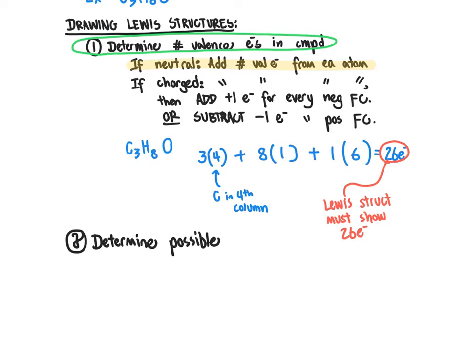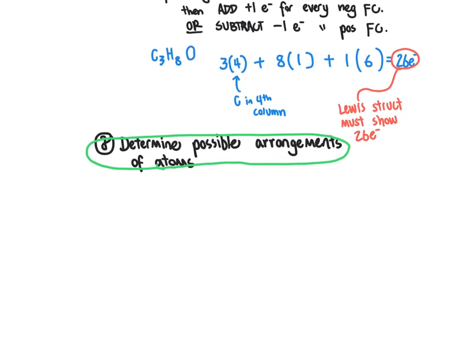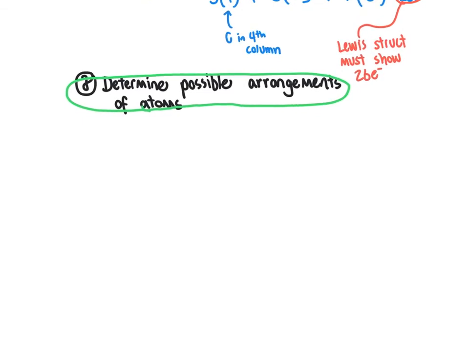So we're going to determine the possible arrangements of atoms, or in other words, we're determining what atoms are connected to one another in the molecule. As we go about step 2 here, determining the possible arrangements of our different atoms, I'm going to give you one pro tip, and that is we can always determine how many rings there have to be in a particular molecule.